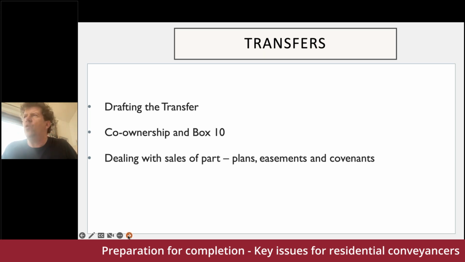To that end, always have a look when you're drafting a contract on a sale of part with the TP1 form. Always have it on your desk, which will remind you about issues such as the imposition or retention of easements, and also the imposition of restrictive covenants. Important point with regard to restrictive covenants, of course, where we're buying land that's burdened by covenant, we're going to tell our client about that burden.